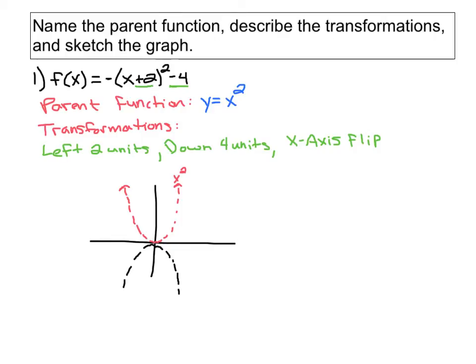We have more transformations. We have left 2 units. So it's going to go to the left 2. And it's down 4 units. So we're going to take this point here, move it to the left, down 4. So to the left and down 4. It's about there. Now we're just going to sketch our graph. And that is negative x plus 2 squared minus 4. Okay, so we just sketched our transformation based on the parent function and the types of transformations we had.